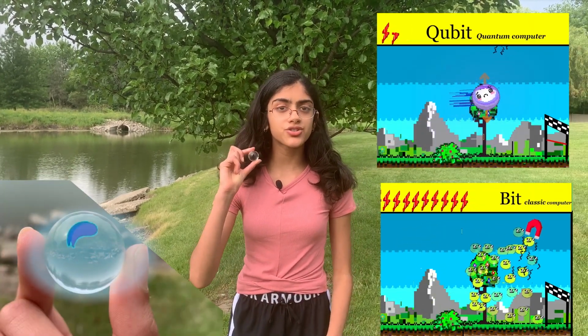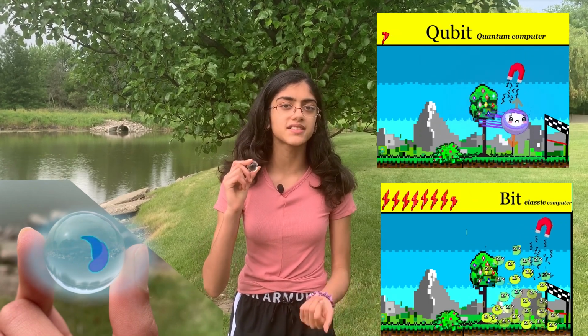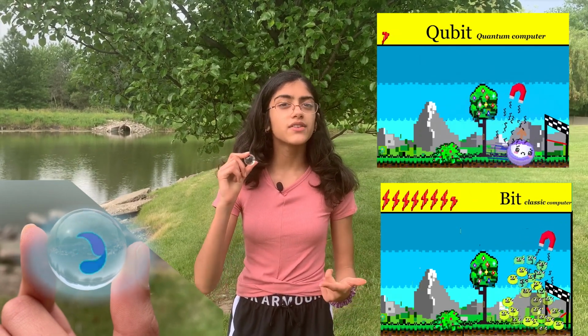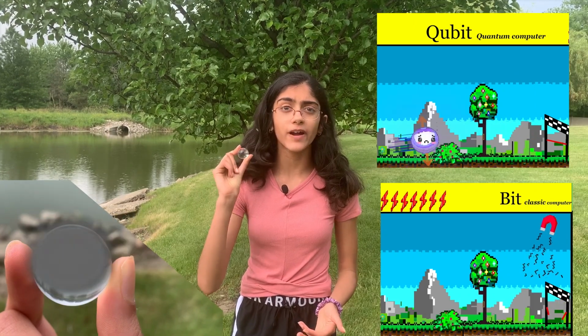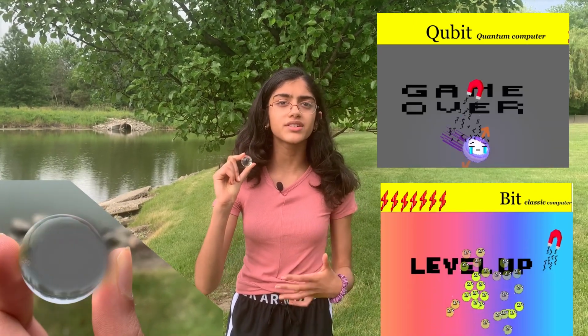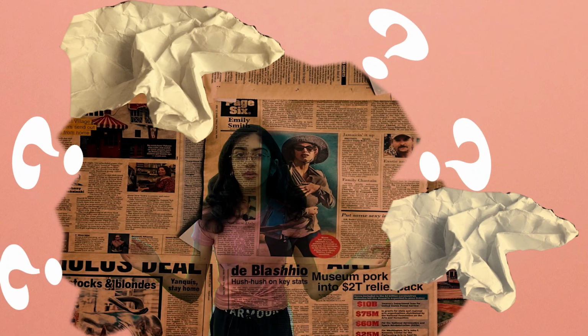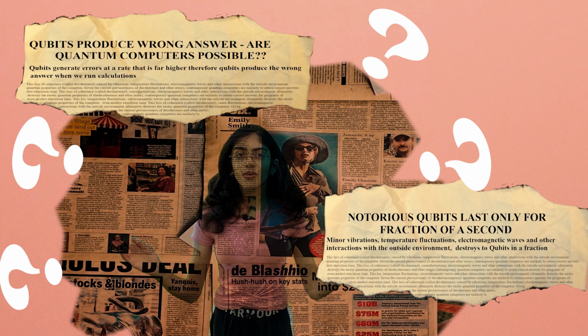The basic unit of information in this revolutionary computer is represented by a qubit. Qubits are extremely sensitive to minor disturbances like vibrations or magnetic fields. Therefore, they can only retain their state for a fraction of a second before information is completely lost. So is there a way to make qubits resilient to such minor changes?